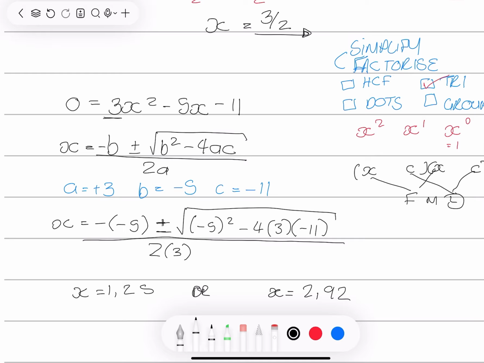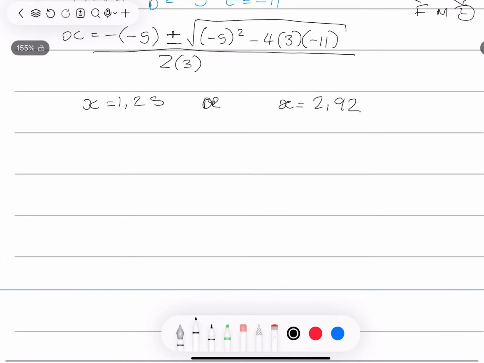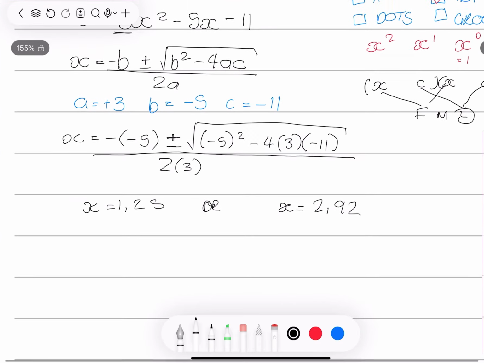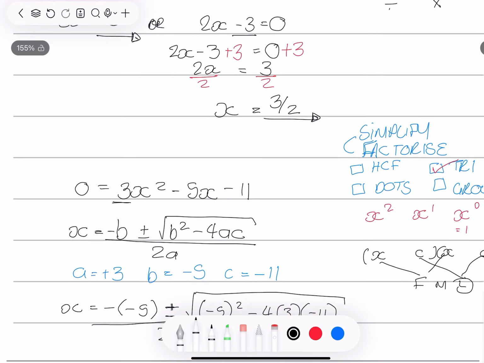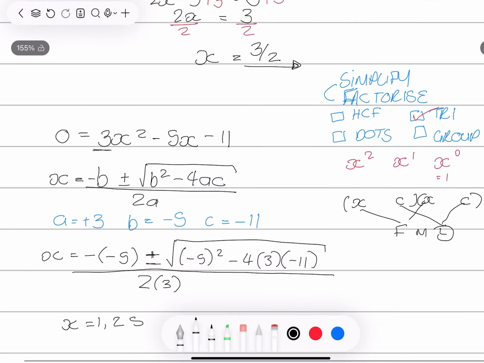All right. Still with me? So we're still solving for x. Our question is still solving for x, but now we see 3 different examples. The first solve for x was a nice straightforward one, with a few options for the value of x. X could either be 0, or x could be 3 over 2.